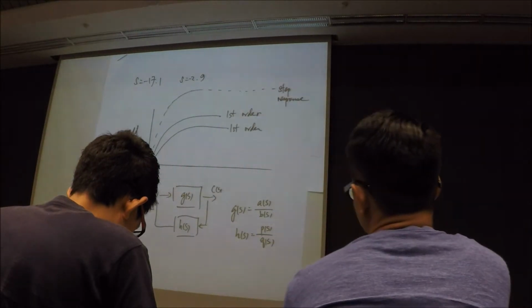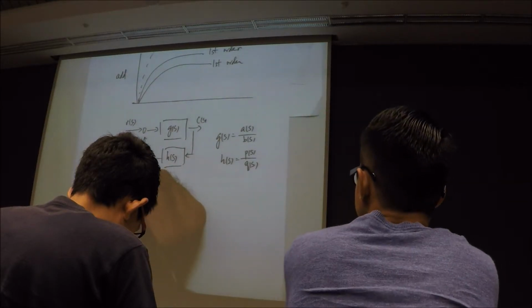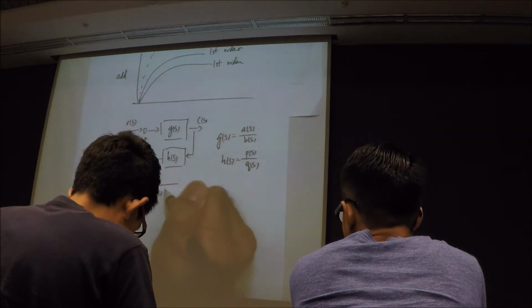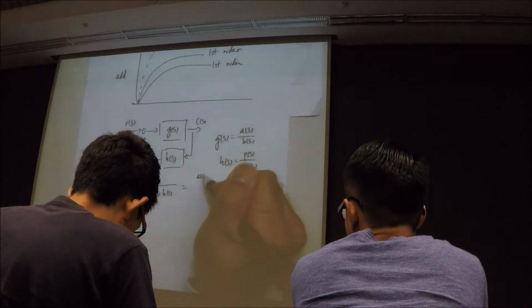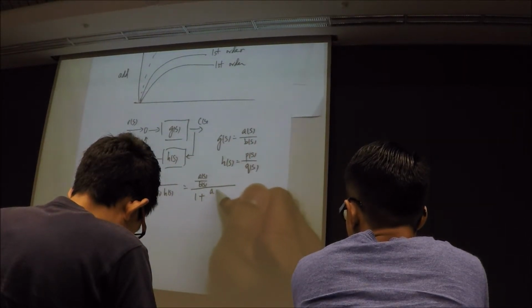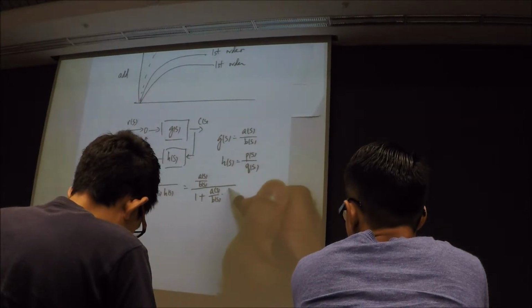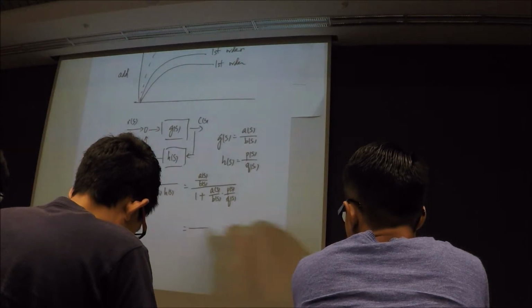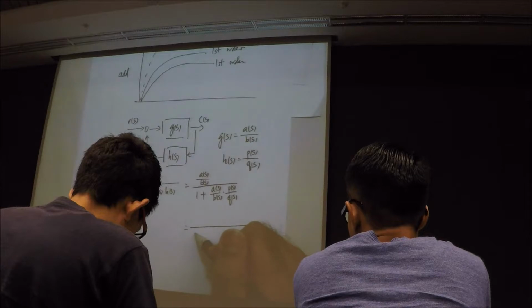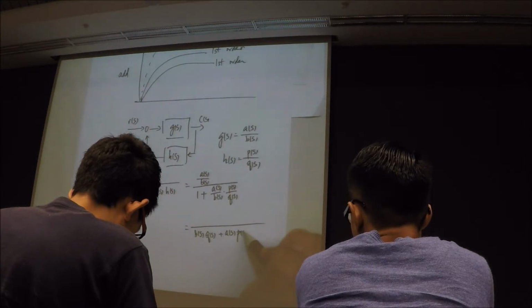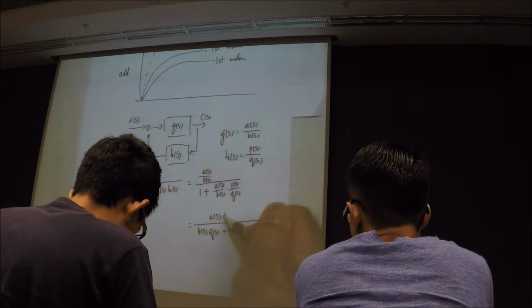So what is the closed loop transfer function? C(s) divided by R(s) is equal to G(s) divided by 1 plus G(s)H(s). So it's going to be A(s) over B(s), divided by 1 plus A(s) over B(s) times P(s) over Q(s). What happened here is that in your closed loop characteristic equation, you can write it as B(s)Q(s) plus A(s)P(s), and the numerator here is going to be A(s)Q(s).